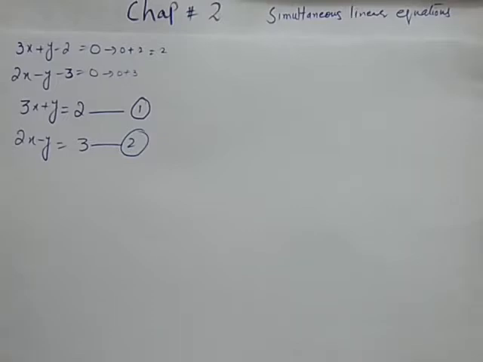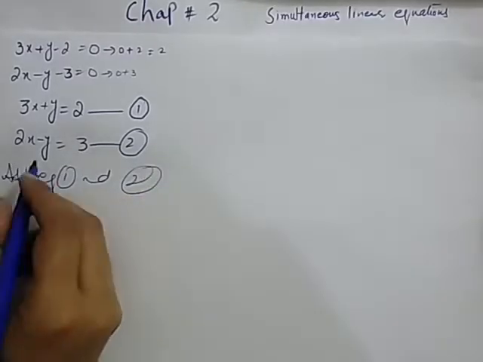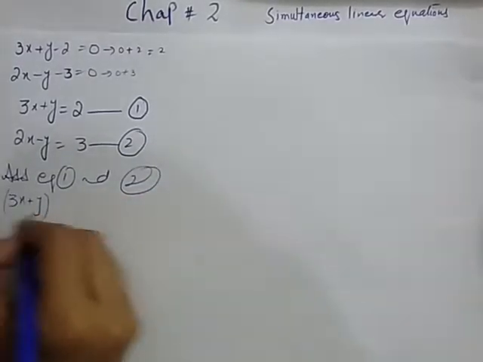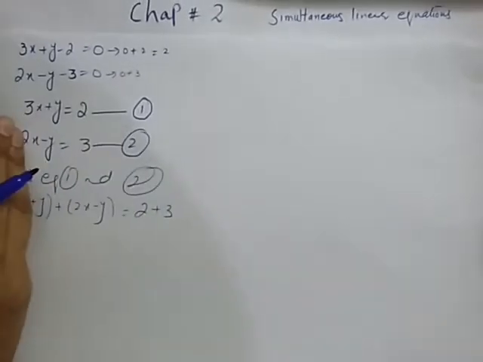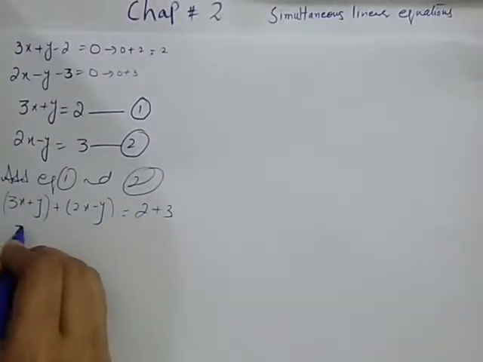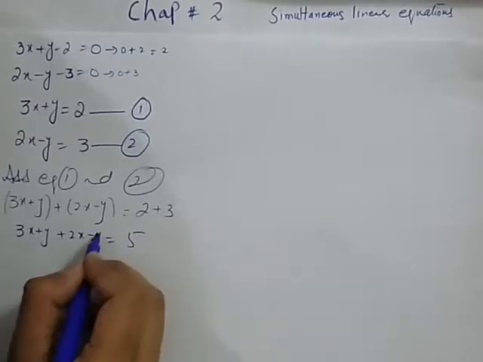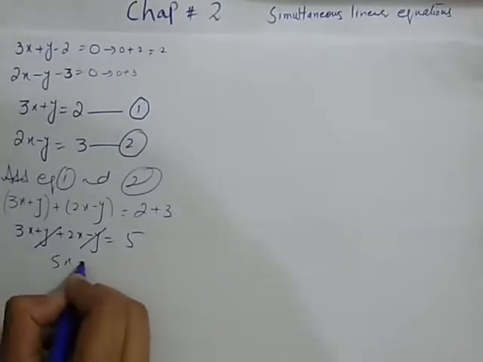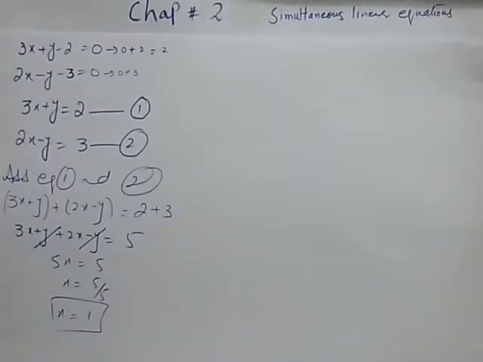Now it is very clear that both have different signs, so we have to add them up. Add equations 1 and 2. So 3x plus y plus 2x minus y is equal to 2 plus 3, because the right hand side is to be added to the right hand side and the left hand side to the left hand side. So 3x plus y plus 2x minus y is equal to 5. We can cancel this, so 5x is equal to 5, so x is equal to 5 over 5, x is equal to 1 is the answer.